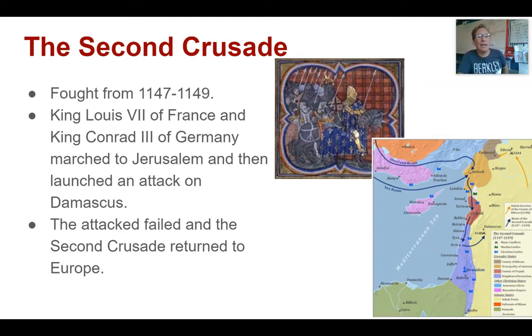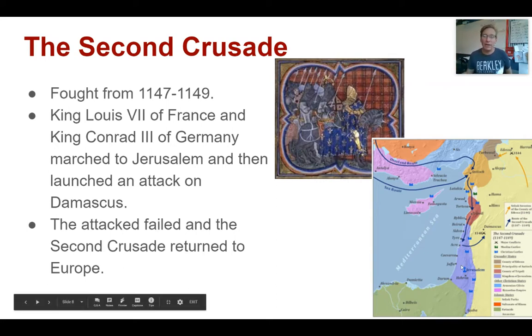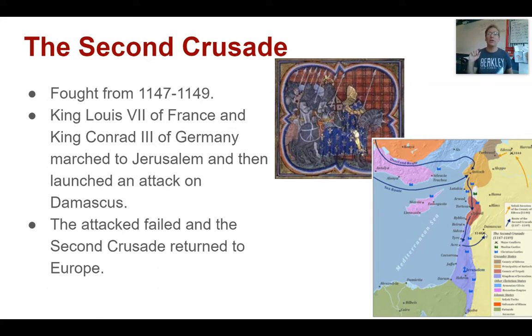The Second Crusade comes around a little while later, and this was where King Louis the Seventh of France, and King Conrad III of Germany, Holy Roman Empire, marched to Jerusalem and then attack Damascus. They're going to try to push this victory out a little bit further. So they go to the Crusader state here, and they try to march inland to Damascus, a major city within the Seljuk Empire. They do not succeed here. The second attack fails. The Crusaders return to Europe.